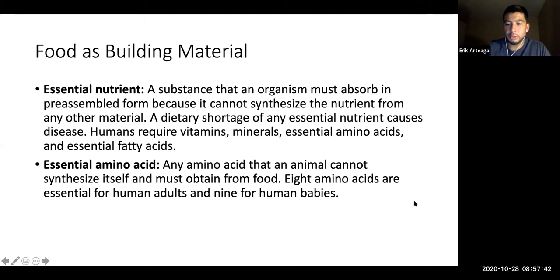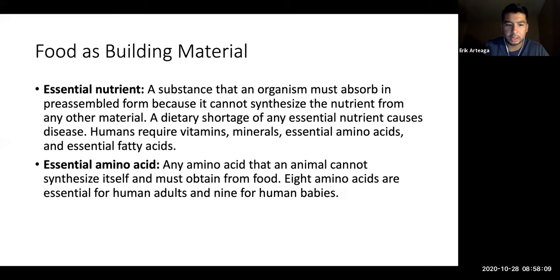So food is building material. So essential nutrient, a substance that an organism must absorb in pre-assembled form because it cannot synthesize a nutrient from any other material. A dietary shortage of any essential nutrient causes disease. Humans require vitamins, minerals, essential amino acids, and essential fatty acids. So essential amino acid is any amino acid that an animal cannot synthesize itself and must obtain from food.